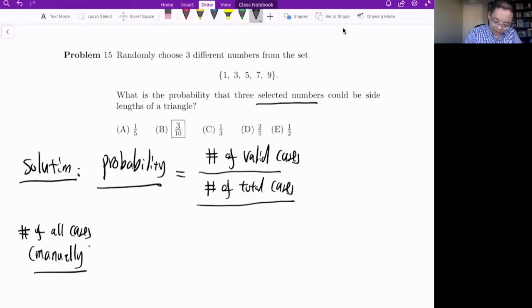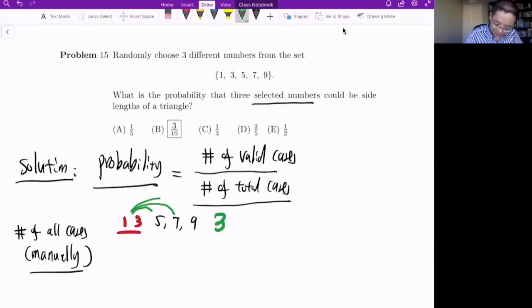All right, so we start from 1, 3, and then the combination can go with 5, 7, 9, right? So we have 3 possible ways: 1, 3, 5; 1, 3, 7; or 1, 3, 9. Or let's go 1, 5. Then we have 7 and 9, so this is two possible ways.